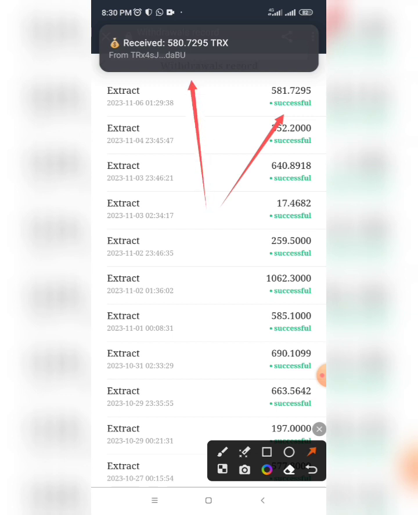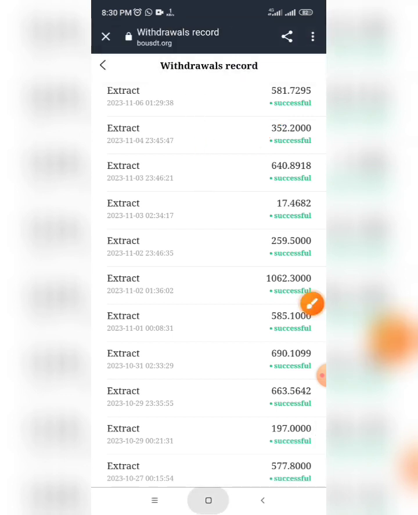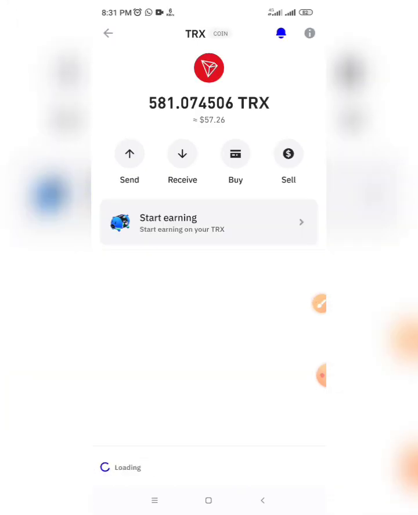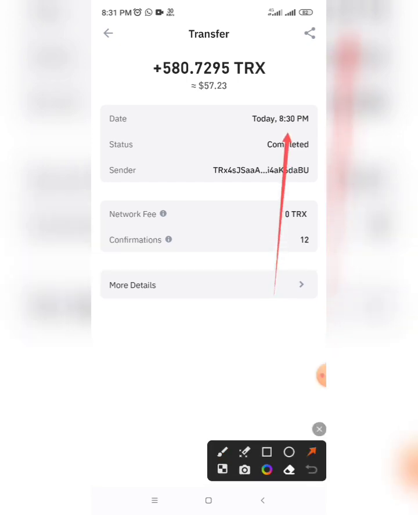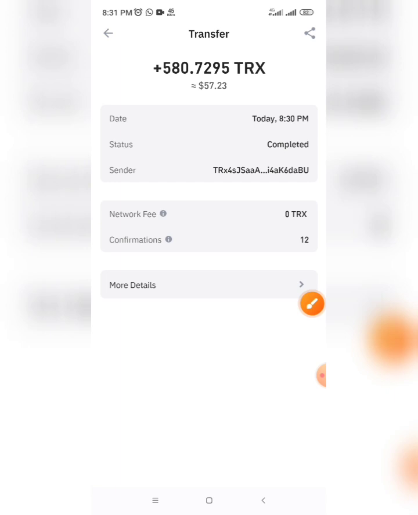Like we see, the money arrived in my wallet, everyone. I will go to my wallet and show you. See everyone, see the time and the amount and the time here. In 1 second it will arrive in your wallet after it writes successful, everyone.